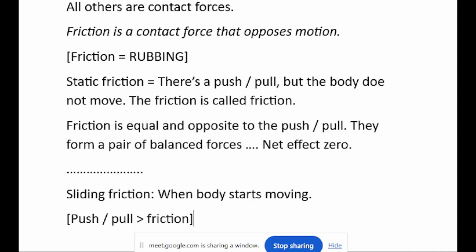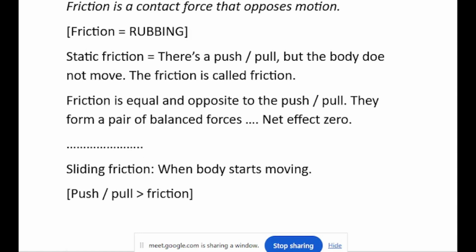If the push or pull is equal to friction, the body does not move. হয়েছিল না লাস্ট ক্লাসে? Yes. If push or pull is more than friction, then the body will move. If the push or pull is equal to friction, the body will not move. That's what he told you. So if the body is moving and push or pull is greater than friction, then it is sliding friction. And a rule: subtraction or addition of friction.